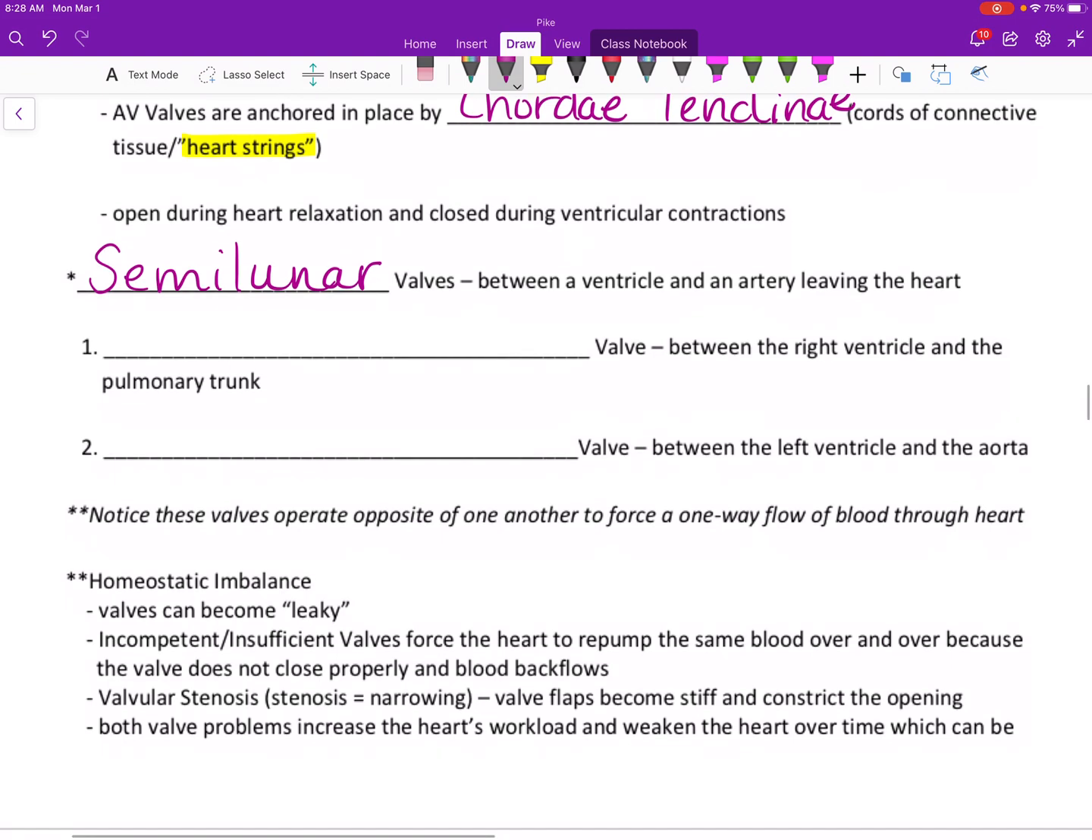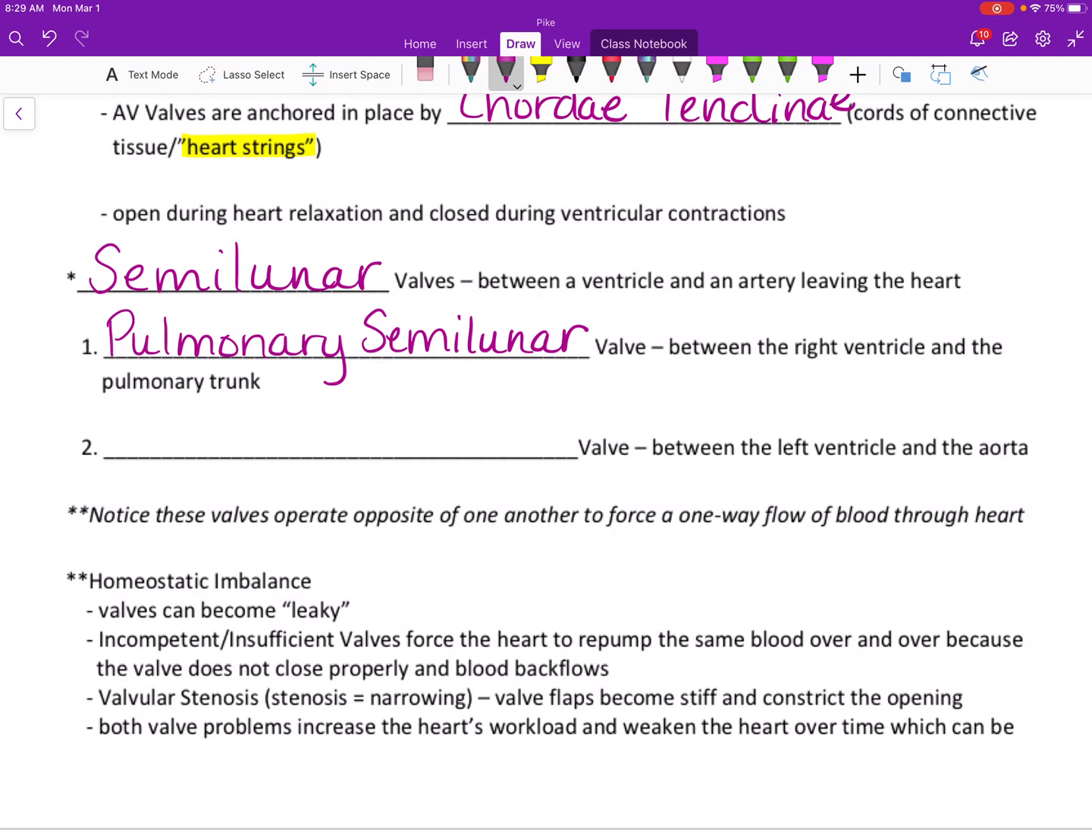So the one that's between the right ventricle and an artery called the pulmonary trunk is called the pulmonary semilunar valve. They're named by what artery that blood is about to enter into. So it makes it kind of easy. If you know the artery, then you know the valve. Pulmonary semilunar, because the blood is about to leave the heart and enter the pulmonary trunk. Pulmonary deals with your lungs, so that blood is going to your lungs.